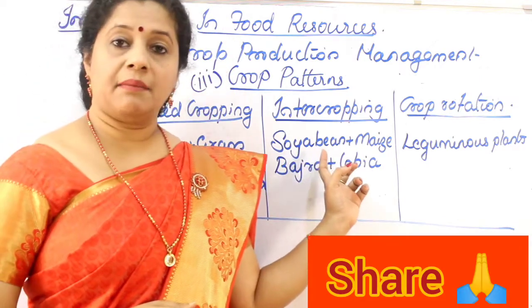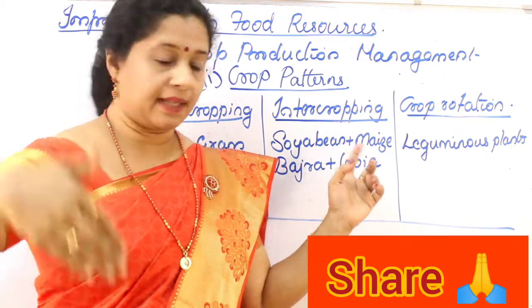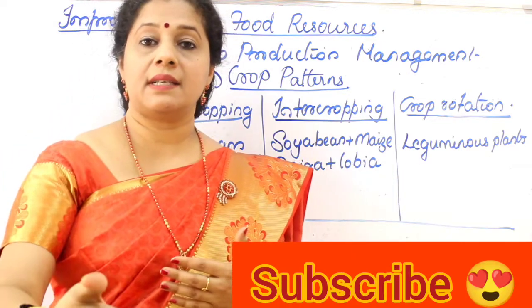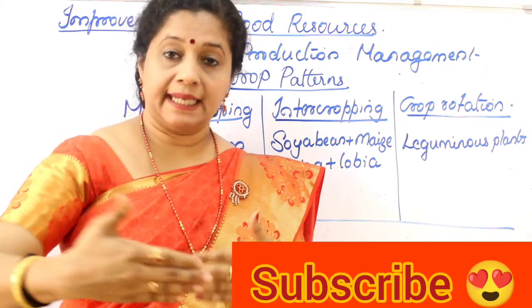So for example, you can grow soybean and maize. Both are cereal crops. You can grow like that. Or bajra and lobia. You can grow. One is cereal, one is the leguminous plant or the pea plant. So alternately we are doing it.